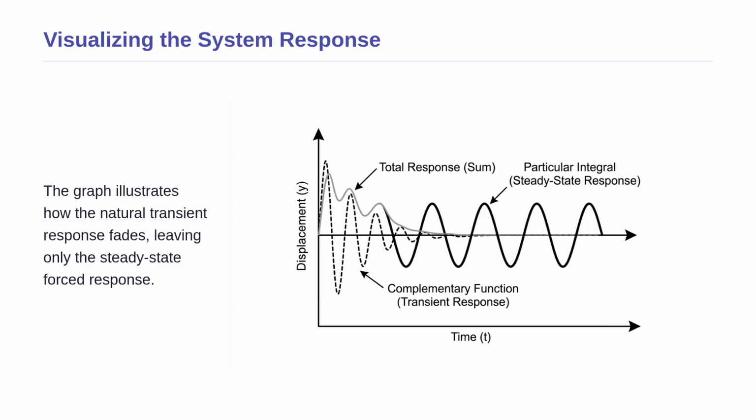On this graph, the horizontal axis represents time and the vertical axis represents the displacement or behavior of the system. Notice the dashed line starting on the left. This is the complementary function or the transient response. It oscillates initially but quickly decays and fades away to zero due to natural friction. Now look at the solid, continuous wave. This is the particular integral or the steady-state response. It is a uniform, rhythmic wave that persists indefinitely as long as the external force is applied.